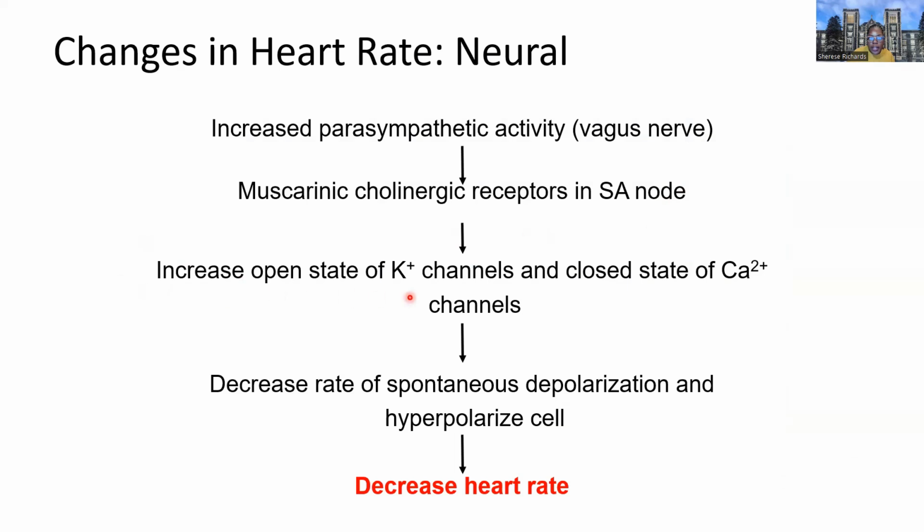And that would result in an increase in the open state of potassium channels and the closed state of calcium channels. So now we're going to have an open state of potassium channels, which just makes it harder to depolarize the cell. Remember, potassium's movement repolarizes the cell. So if we keep potassium channels open, then it's going to be harder to get that cell to a depolarized state. So the rate of spontaneous depolarization decreases, and the heart rate too would decrease.